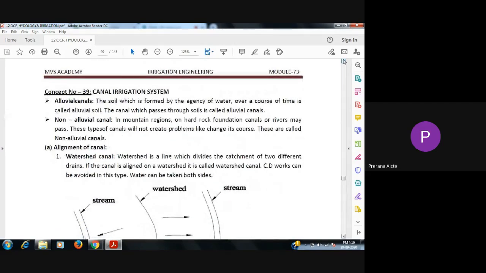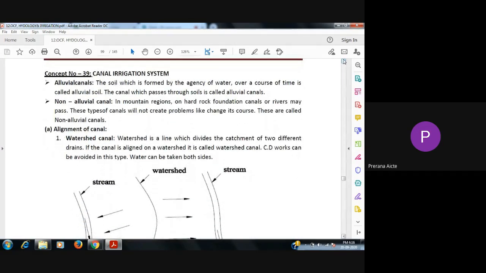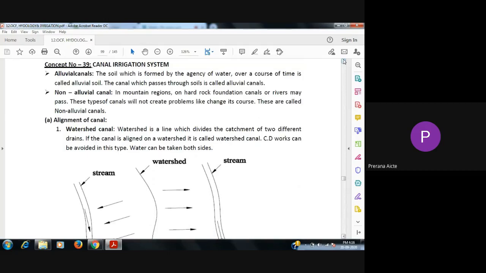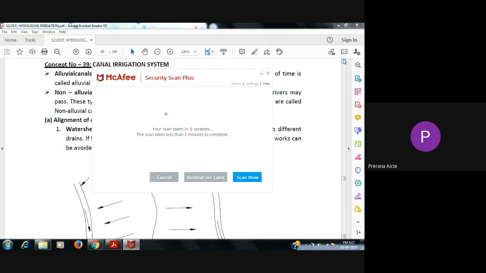So if you look at the canal irrigation system, you know alluvial soils, right? Alluvial soil means soil which is formed by the agency of water. Agency of water means transport by water. That's all. Over a course of time, it is called alluvial soil. So the canal which passes through such soils is called an alluvial canal. Right? Alluvial soils, alluvial canals.